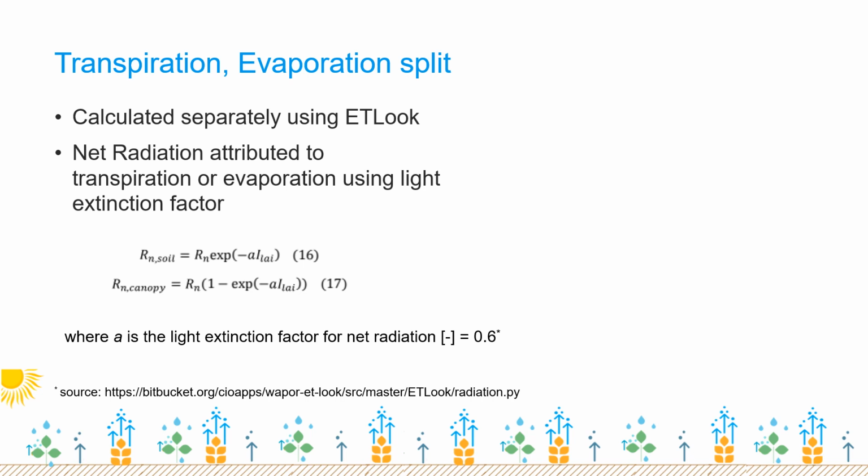For the estimation of transpiration and evaporation, very similar equations were used, with the net radiation attributed to transpiration or evaporation using the presented equations. The main split is dependent on the leaf area index multiplied by the light extinction factor, alpha in this case. In the ET-Look model, this parameter is fixed for all land use classes at 0.6.